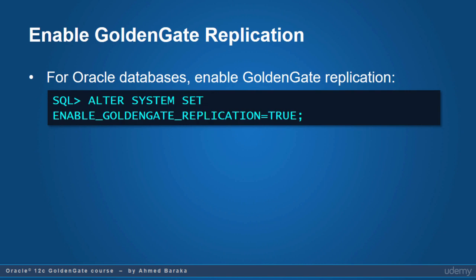The database services required to support Oracle Golden Gate Capture and Apply must be enabled explicitly for an Oracle database. Set the database initialization parameter enable_goldengate_replication to true using the code as shown in the slide.